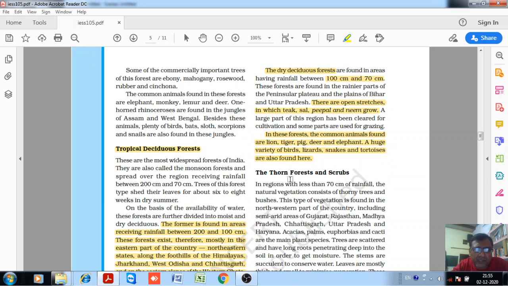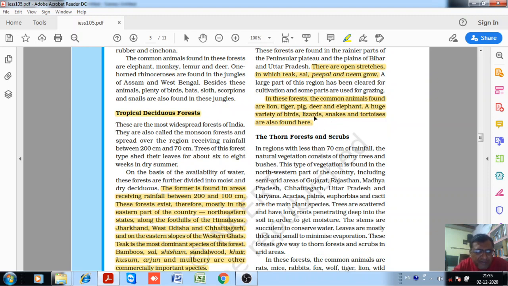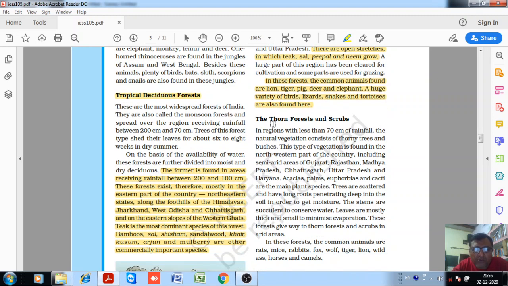So generally one question may ask you that distinguish between moist deciduous forests and dry deciduous forests. So you have to distinguish both the deciduous forests in the form of rainfall, in the form of regions, in the form of plants, in the form of animal life. Okay, so now the next form of the forests is the thorn forests and the scrubs.